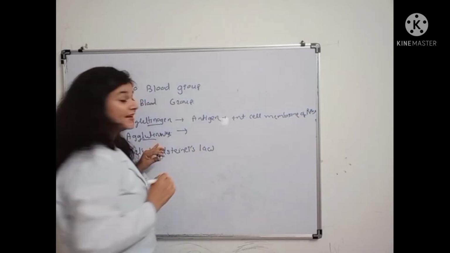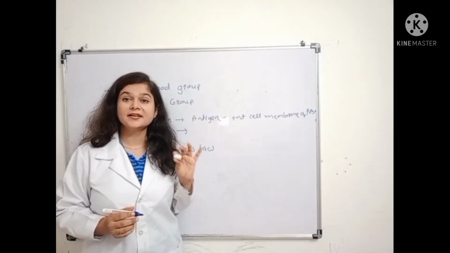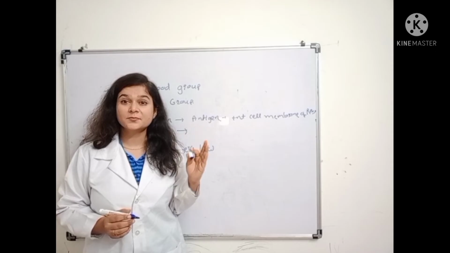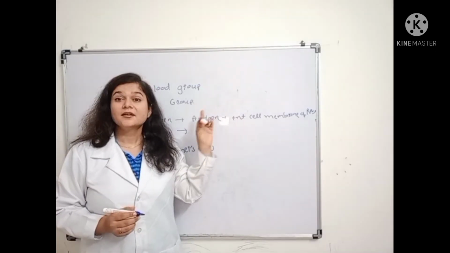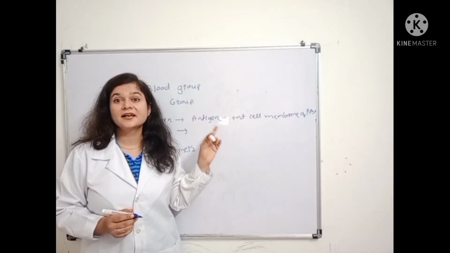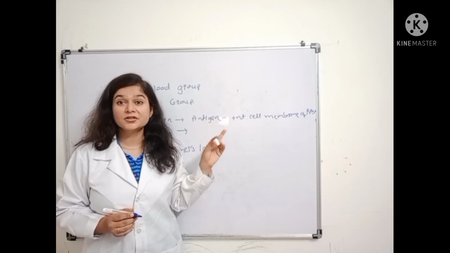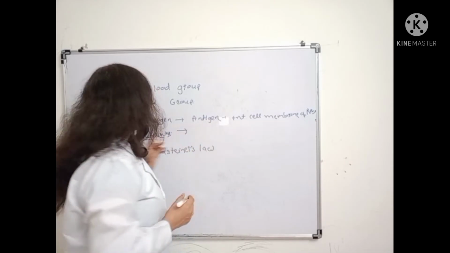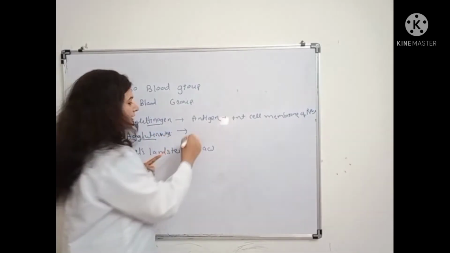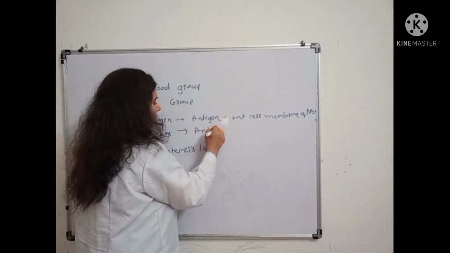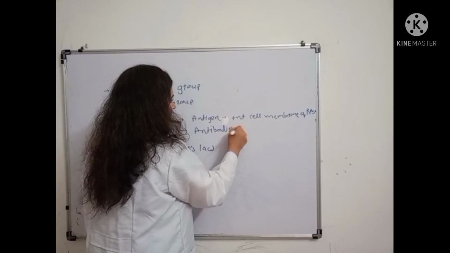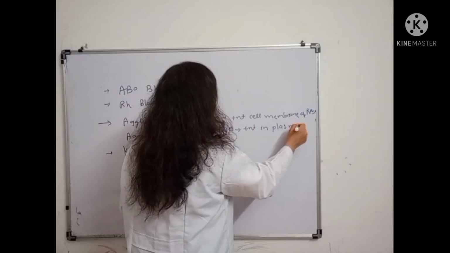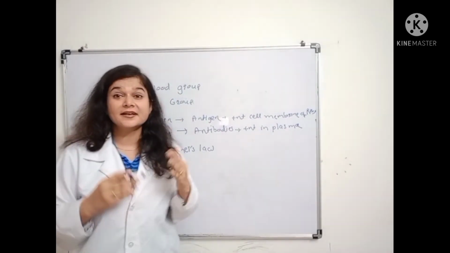And what are agglutinins? The agglutinins are basically the antibodies, and these antibodies correspond to the agglutinogen and are present in the plasma. So accordingly we will decide the blood group.